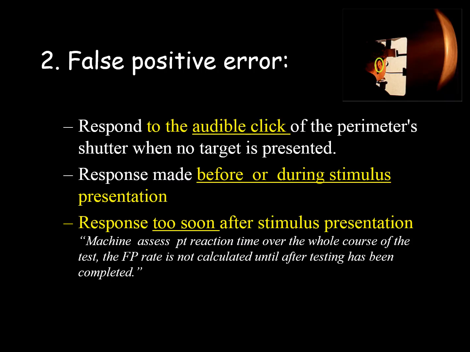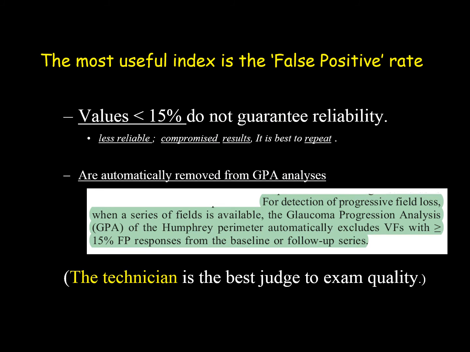What about false positive? False positive is when the patient is responding to the click he hears during the test, or if the patient responds before or during the stimulus presentation, or if the patient responds too soon after the stimulus presentation. False positive maximum should be 15%. Other than that, then most probably the test is not reliable.